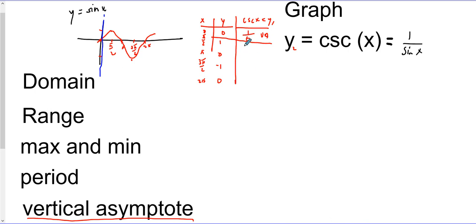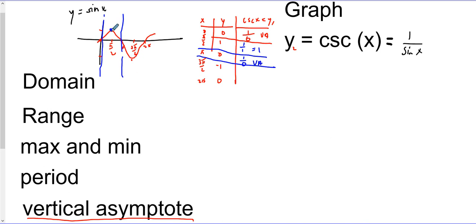Okay, then we have 1. Well, 1 over 1. 1 over 1 at pi over 2, well, that equals 1. All right, so we have 1 point right there. It's going to be 1. That makes sense. All right, we go over to 0, well, once again, 1 over 0. Undefined, vertical asymptote. So right here, we have our vertical asymptote.